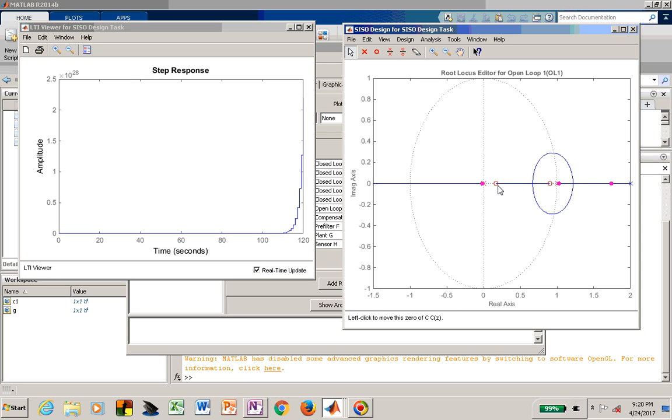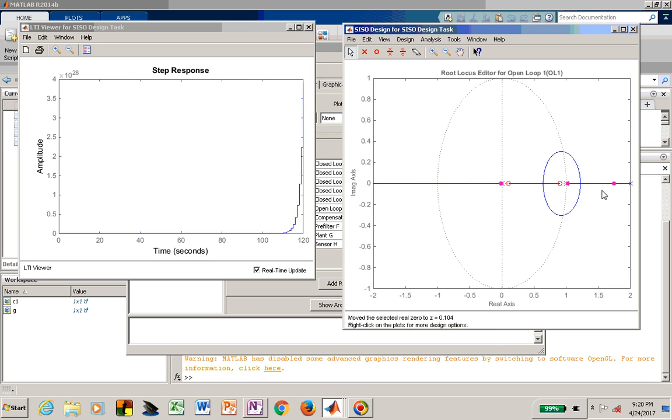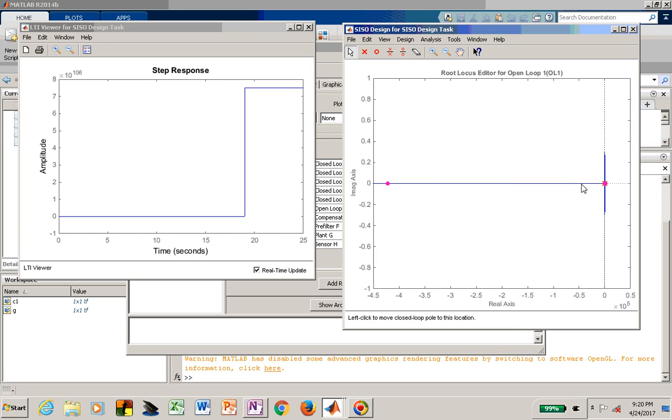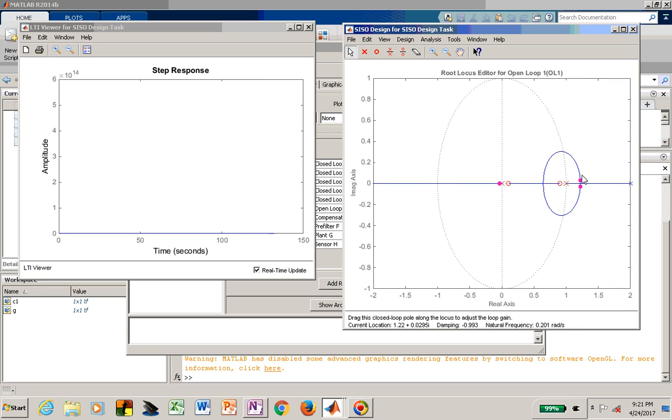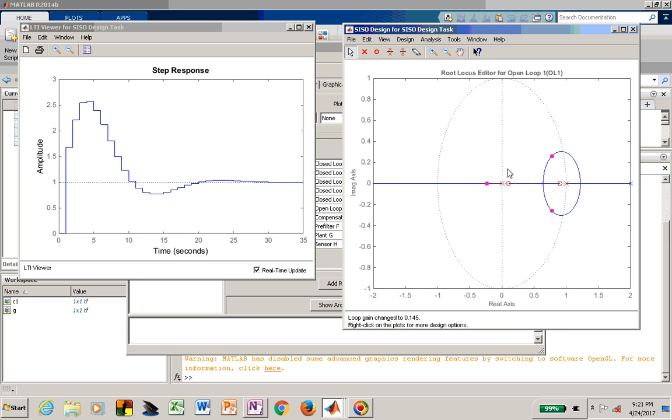Let's go ahead and try to move this zero, let's say to 0.1, just to give us something to play with. And now let's adjust the gain. This one might be easier to grab. I'll grab that one and now increase, whoops, I didn't want to do quite that. Let me see what I can do now. So now let me grab them and put them inside the unit circle.